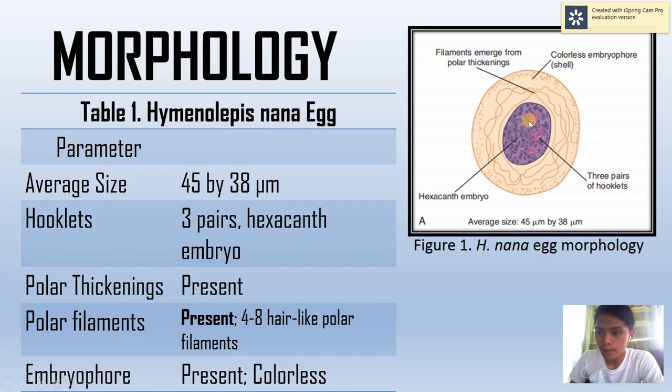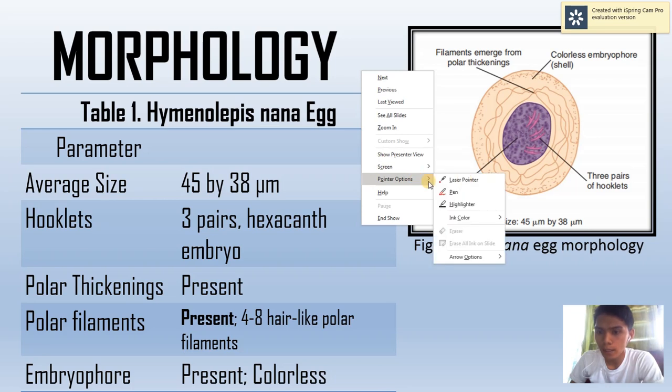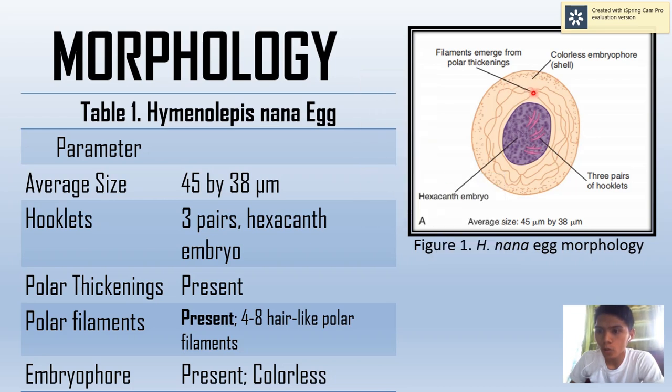And in this part is the polar thickenings. Another name for polar thickenings is the polar knobs. They resemble knobs when you see them under the microscope. And on those knobs, in those thickenings, emerge the polar filaments, or the hair-like structures of H. nana. And this makes H. nana different from diminuta, because diminuta doesn't have filaments.